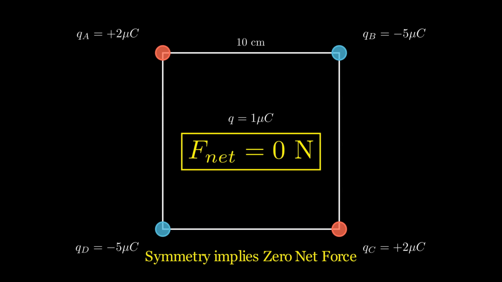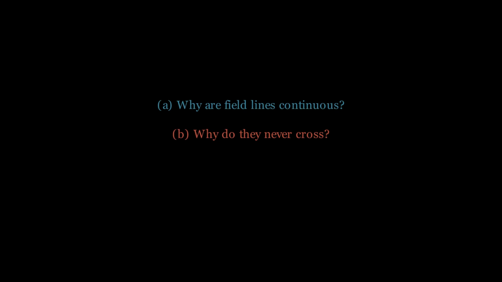No calculator is required. The next problem asks us to explain two fundamental rules about electric field lines. Why can't a field line have a sudden break? And why can't two field lines ever cross each other? For part A, let's imagine a field line represents the path a positive test charge would take.